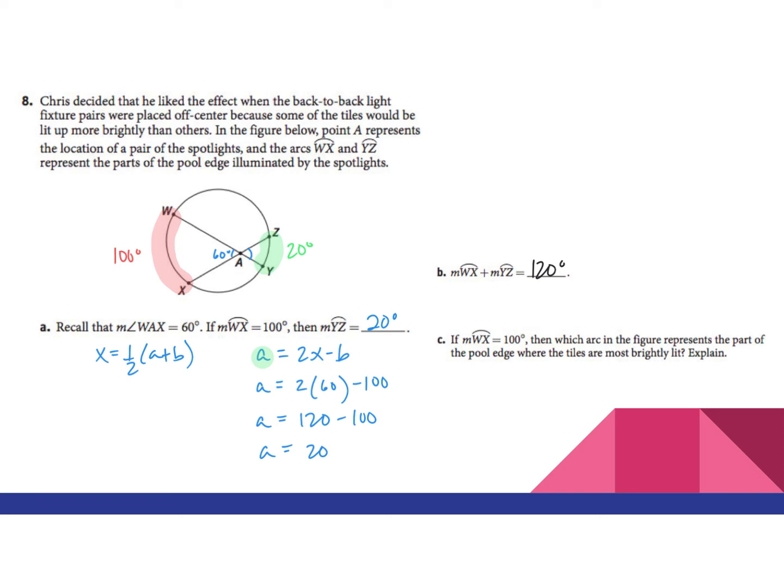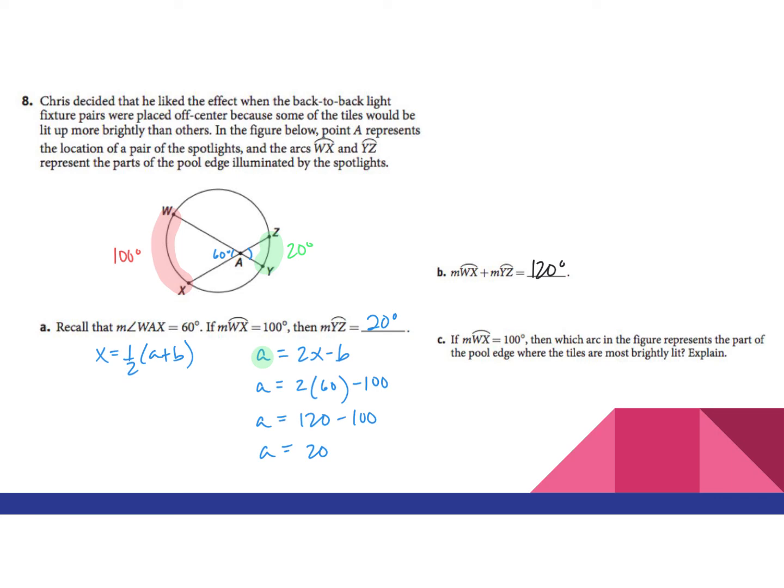Now let's say for part C, we have the measure of WX. We know that arc is 100 degrees. Then which arc in the figure will represent the part of the pool's edge where the tiles are most brightly lit? So what they're asking us to do is to compare those two arcs, WX and YZ, and see which one of them will light up the tiles that they are facing more brightly.